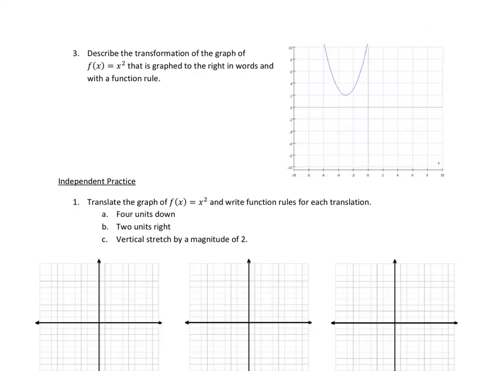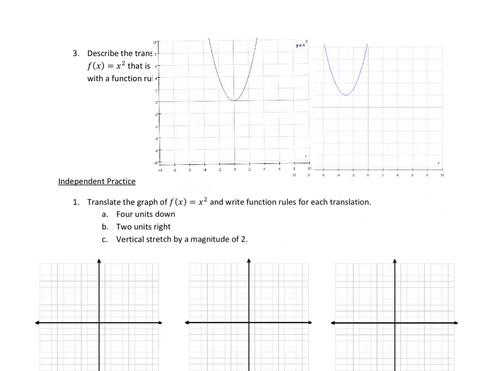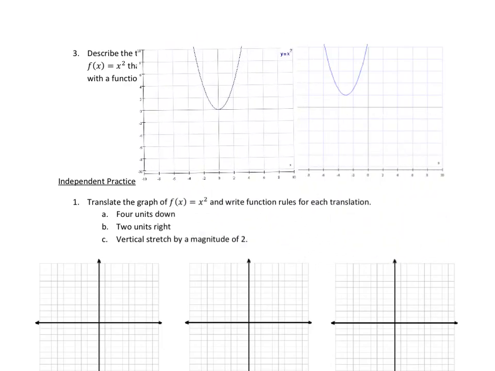Alright, so for number 3, we are describing the transformation of the graph of f of x equals x squared again. And it's translated over here to the right, and we need to explain the transformation in words and with a function rule. So let's go ahead and pull up our parent function so that we can compare them. So here's our parent function. As we look at them side by side, we can see that this graph has definitely moved to the left. Looks like left 3 units, and then up 2 units. So left 3 and up 2.